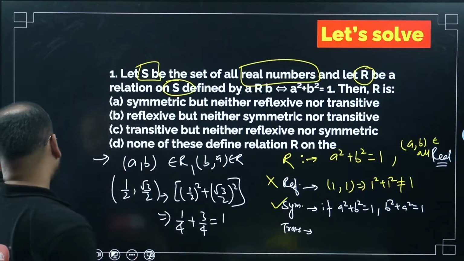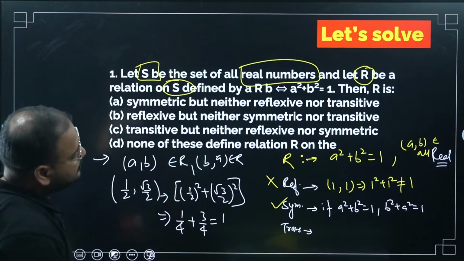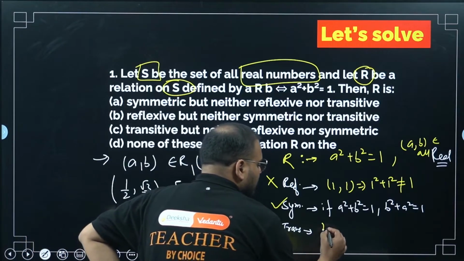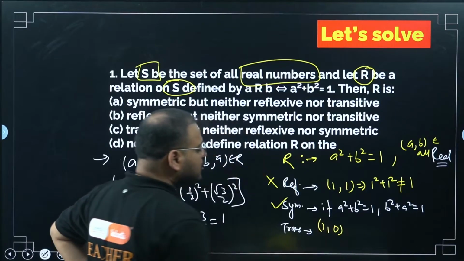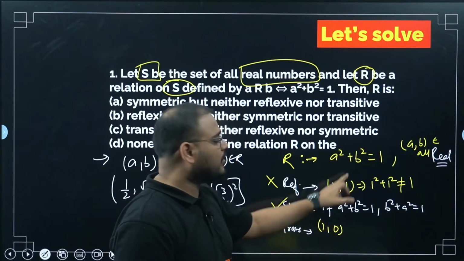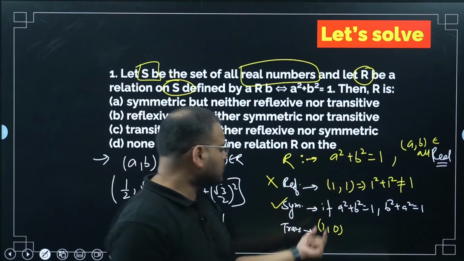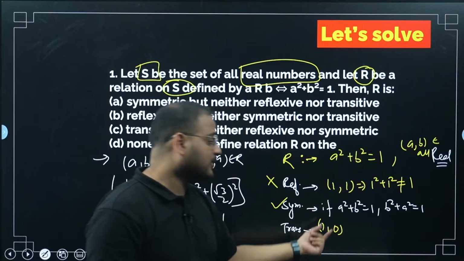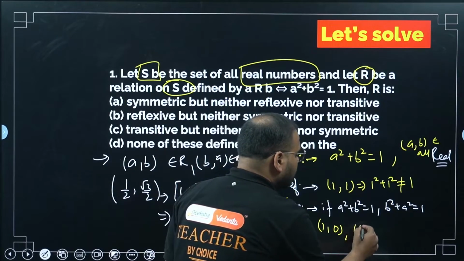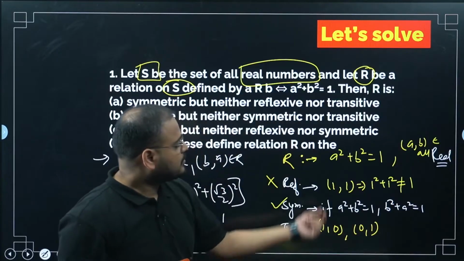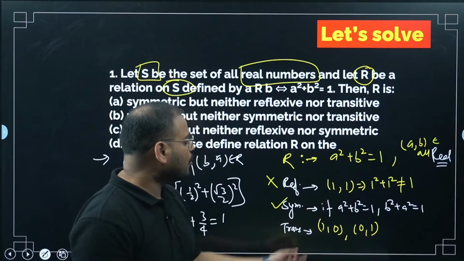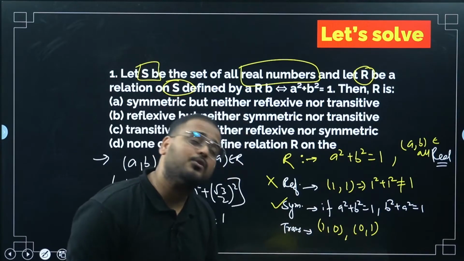What about transitive? Let's take an example for transitive also. Let's take 1 comma 0. Is 1 comma 0 part of this relation R? Check. A is 1, so 1 square is 1, 0 square is 0. Both of these are real numbers. So 1 plus 0 is 1. So yes, 1 comma 0 is in the set of this relation. What about 0 comma 1? 0 square will be 0, 1 square will be 1. So 0 plus 1 is again 1. So this is also true. 1 comma 0 is true, and 0 comma 1 is also true.